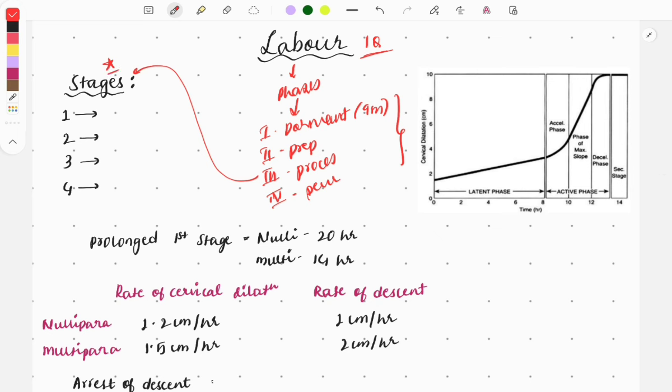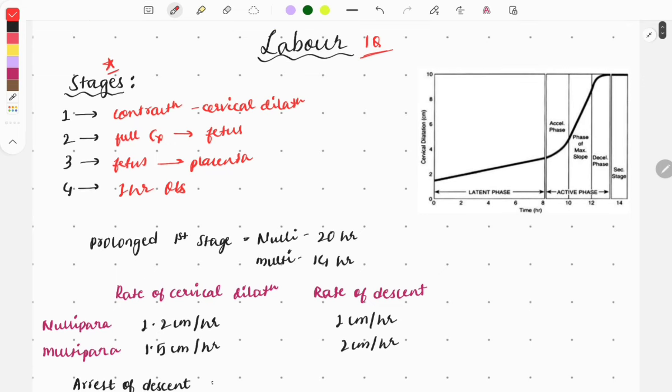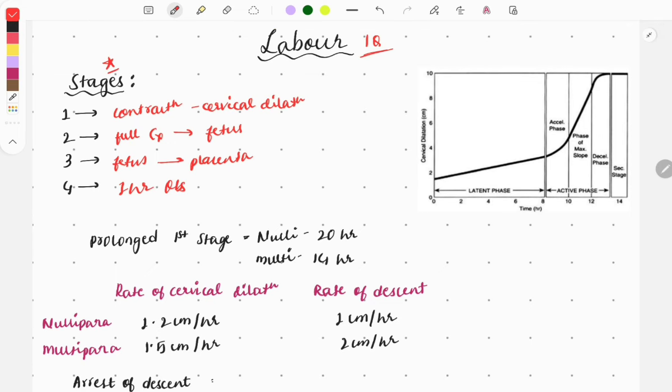Questions are asked on the stages, so we will discuss the stages. Stage 1 is from the contraction of the uterus till the cervical dilatation. Then stage 2 is from full cervical dilatation till the delivery of the fetus. Stage 3 is after the delivery of the fetus, till the delivery of the placenta. And stage 4 is 1 hour observation. So you need to remember which stage stands for which process, okay.